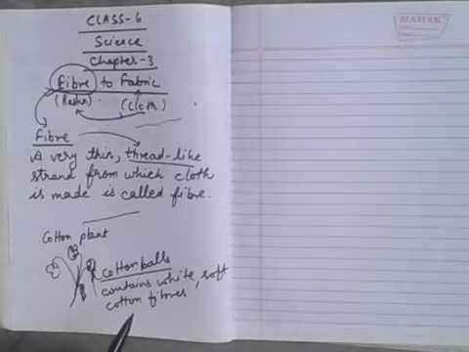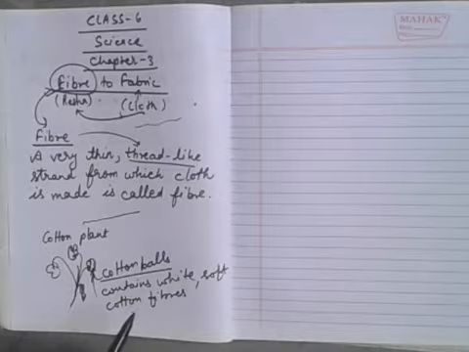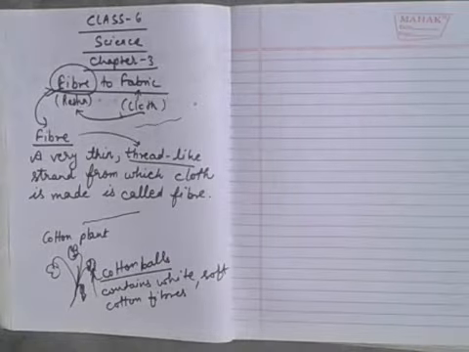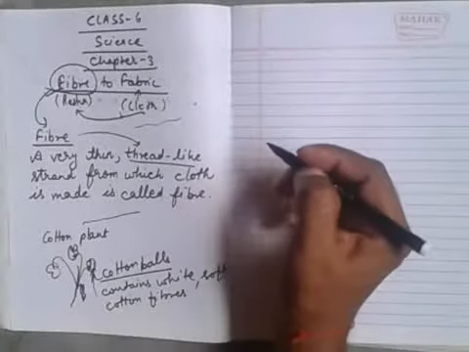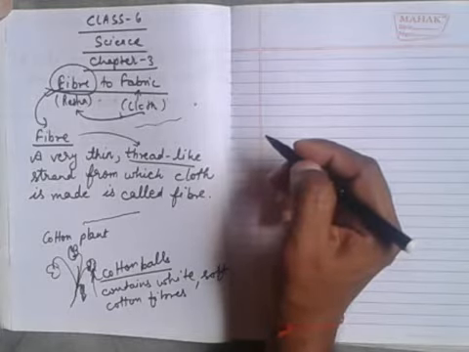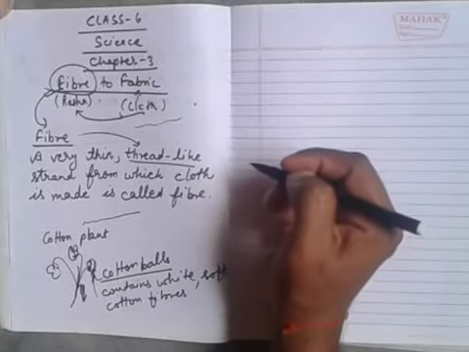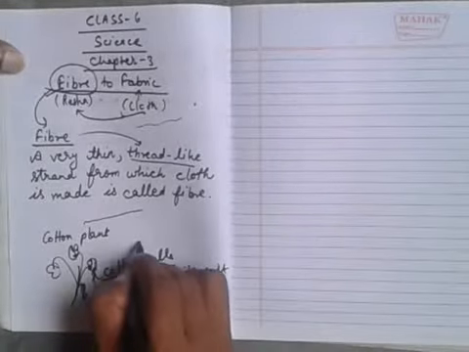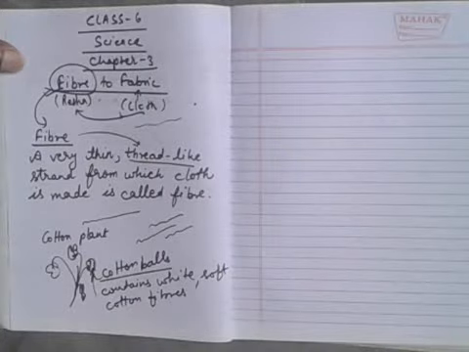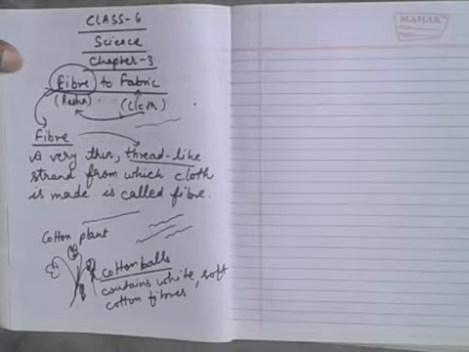These cotton balls are picked from the cotton plant, and these are ready for the separation of the cotton fibers from the cotton balls. So these cotton fibers are very fine thread-like structures from which cotton cloths are made.